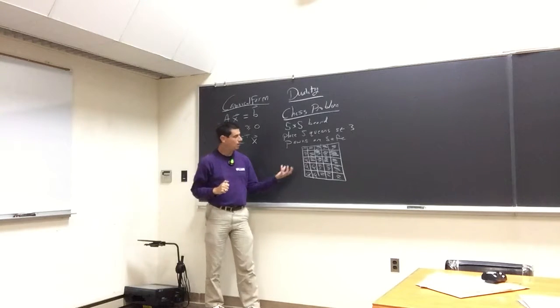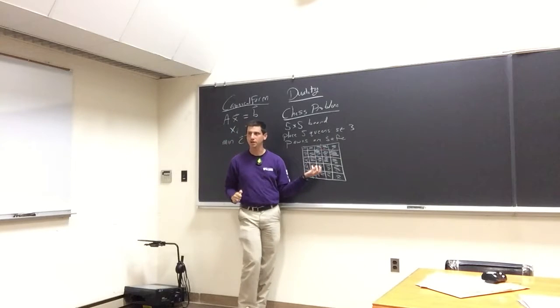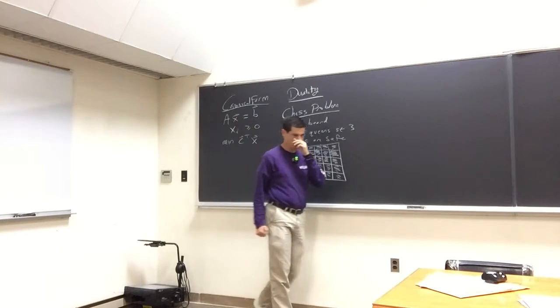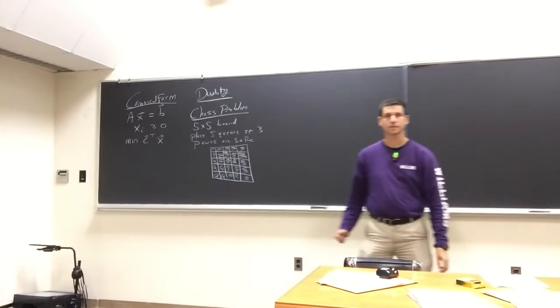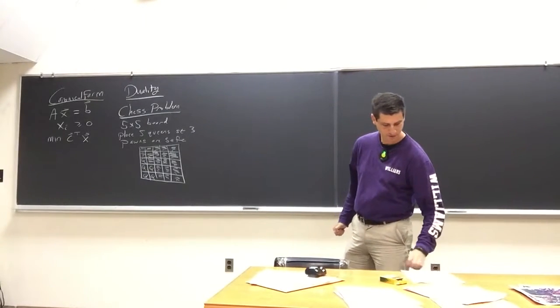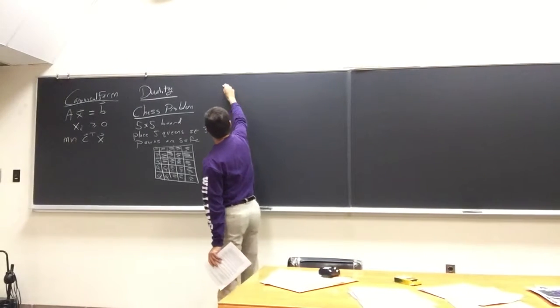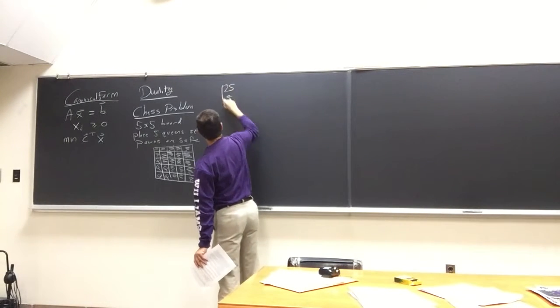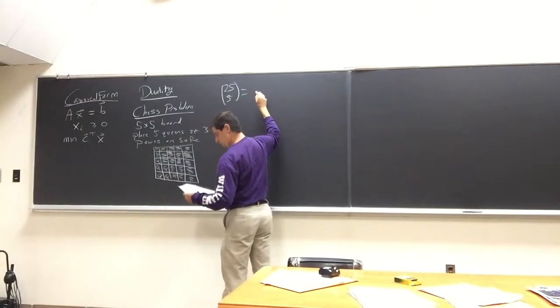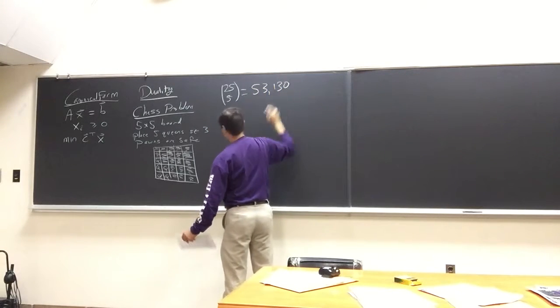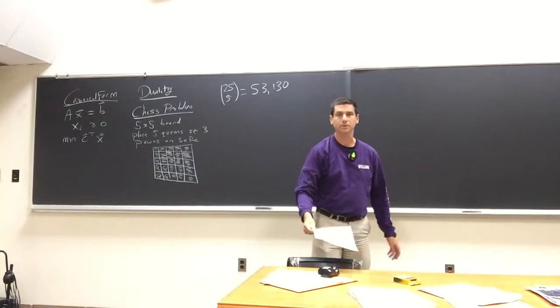So the question is, how should we put down the queens in such a way that we can put down 5 pawns safely? Let's just do this by brute force. How many ways are there to put down 5 queens on a chessboard? 25 choose 5. And that's going to be 53,130. All right, that's not that bad of a number.